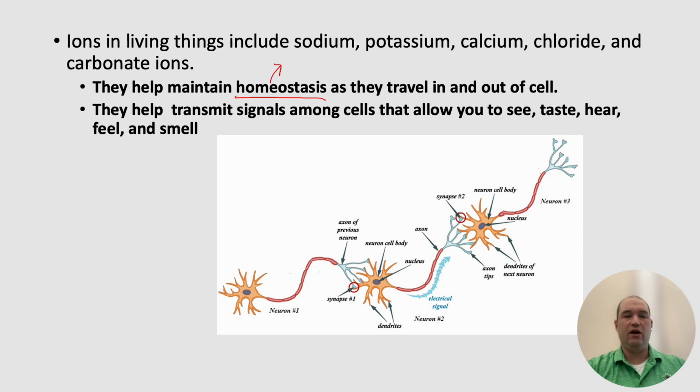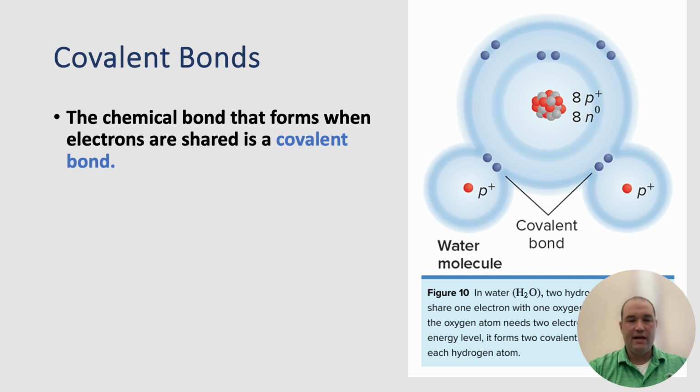What they do is they help to transmit electrical signals among cells that allow you to see, taste, hear, and feel. In other words, this is really important in our nervous system. Our nervous system is controlled by these electrical signals and neurons that are fired along this in order to communicate further down the line.